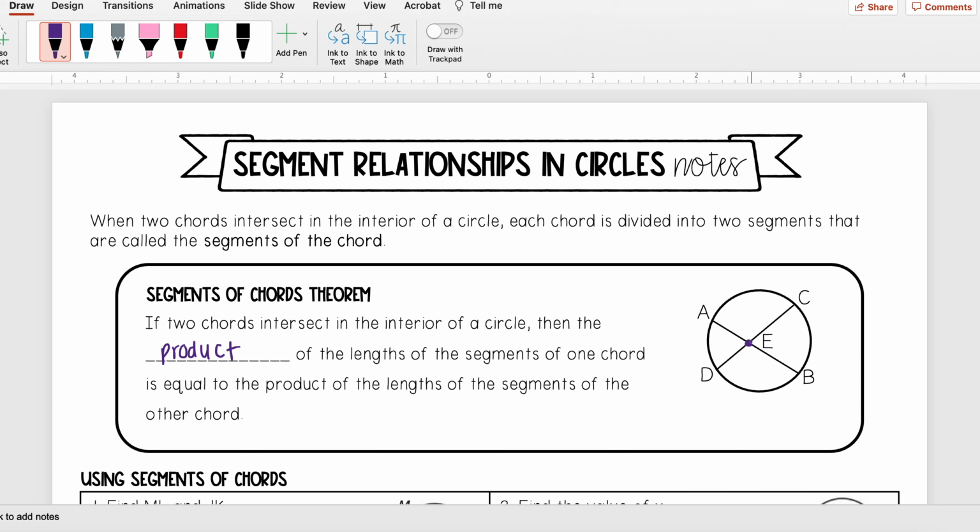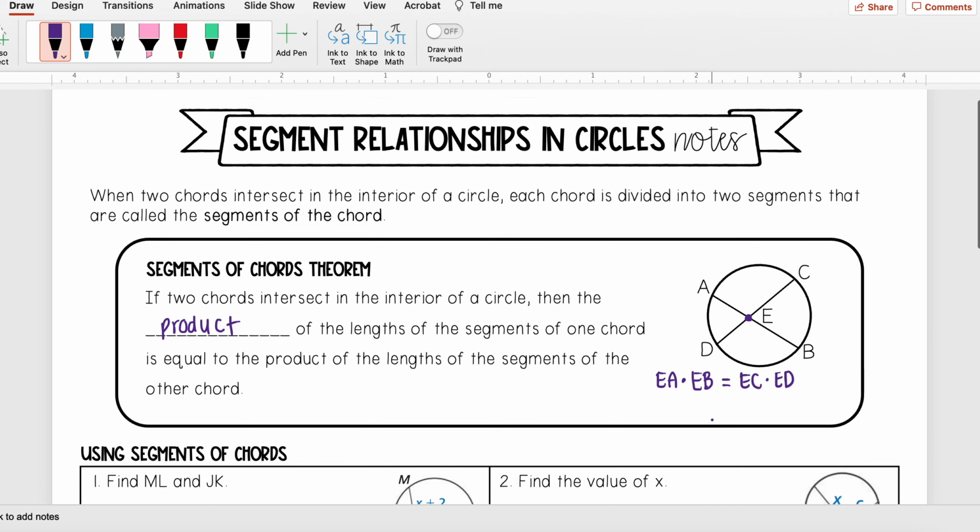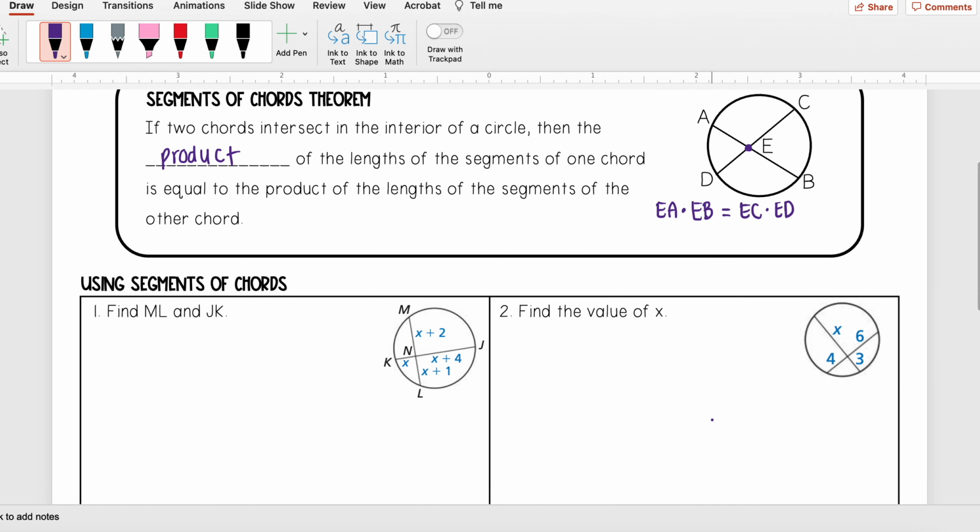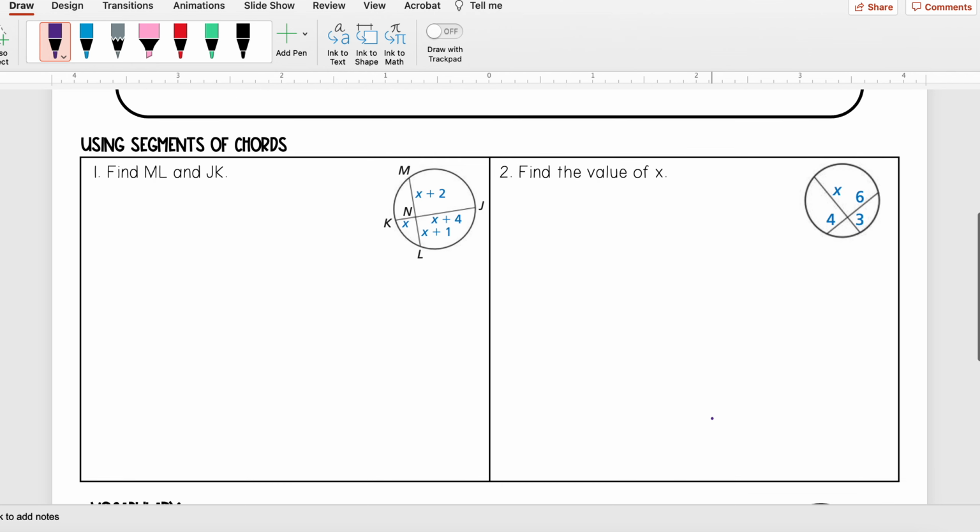And what this theorem tells us is that the chord segments of my first chord, AB, my 2 segments would be EA times EB, is going to equal the lengths of the segments of the other chord. And so now I'm going to go from EC times ED. So let's put this theorem into use in these 2 problems.